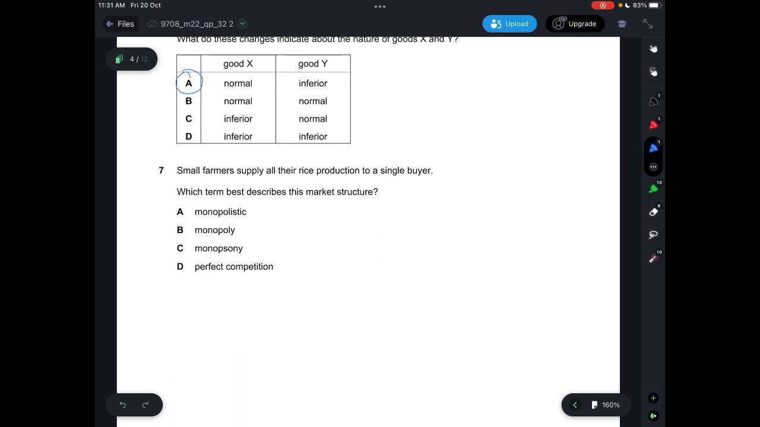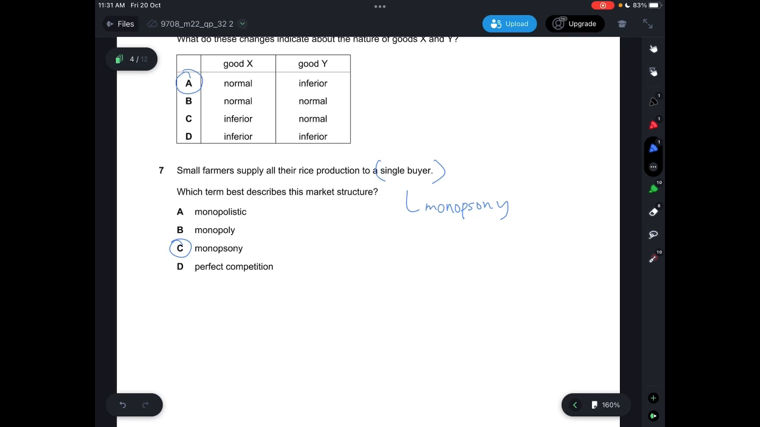Question 7, small farmers supply all their rice production to a single buyer. And which term best describes this market structure? Okay, single buyer in economics basically means monopoly. Therefore, answer is C.